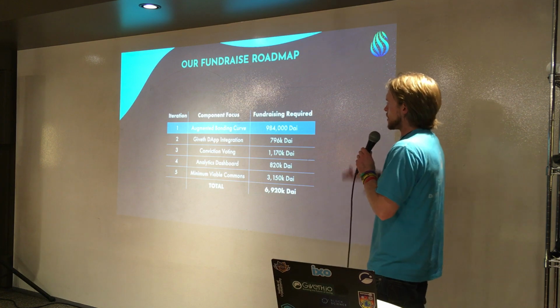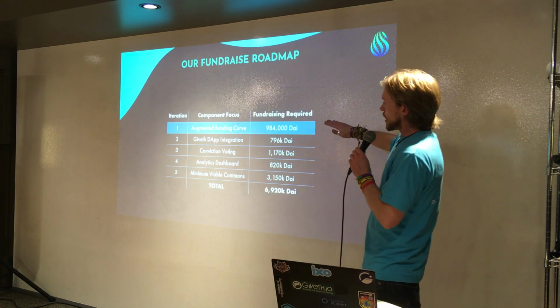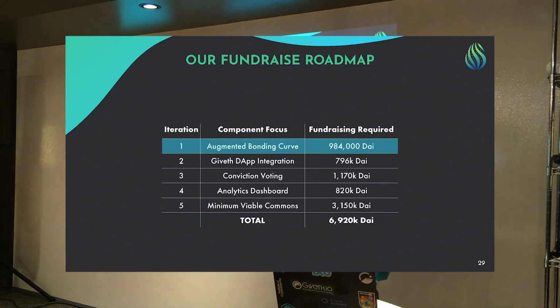So we've broken this out into an iterative roadmap. We are producing one component per iteration, and we have required fundraising for each component. And at the end, synthesizing all of these into a minimum viable commons that will be very easy for communities to implement on the ground.